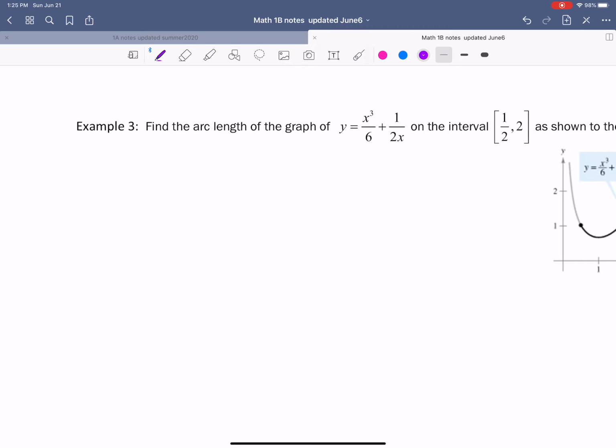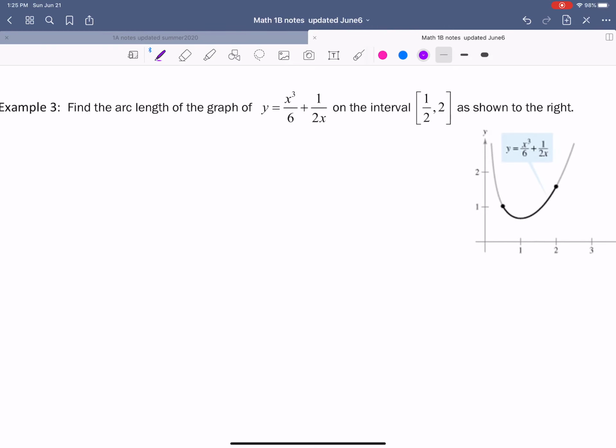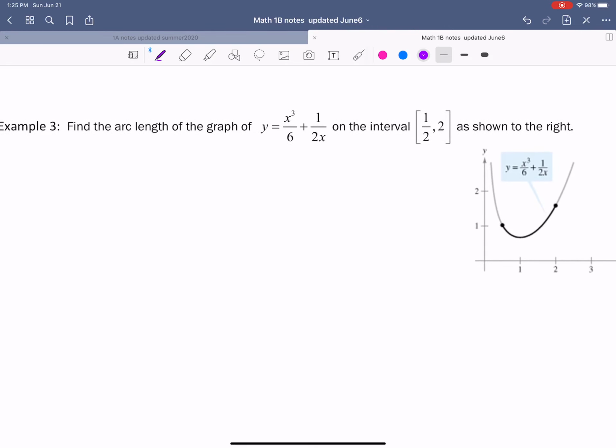Next few problems we will work out and find the solutions all the way to the end. So here we are. Find the arc length of the graph of y equals x cubed over 6 plus 1 over 2x on the interval 1/2 to 2. So we're going from 1/2 to 2, and we are looking at this arc length. It's not a straight line. We cannot measure it with a ruler, so we are using calculus to find the length of that arc.